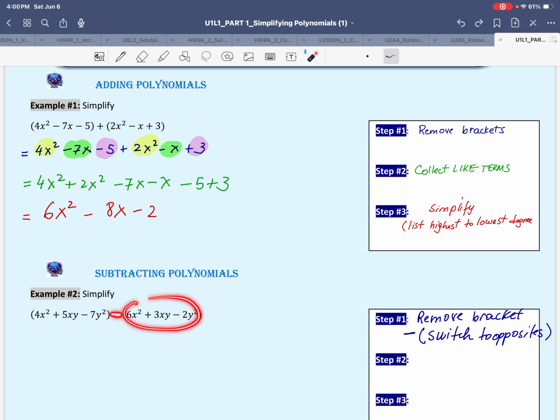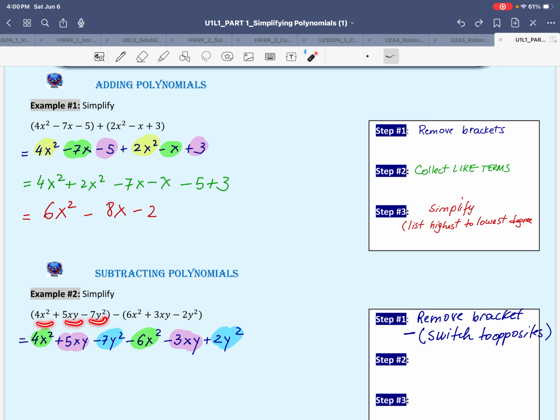So we're going to have here 4x squared, 5xy, negative 7y squared. Nothing changes in here. But then we're going to subtract 6x squared, so negative 6x squared. And then subtract 3xy, so minus 3xy. And then subtract negative 2y squared, so that's a plus 2y squared.